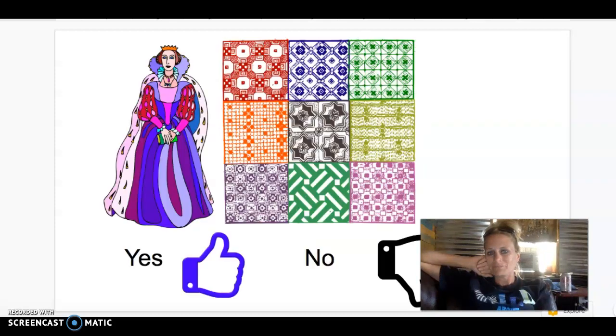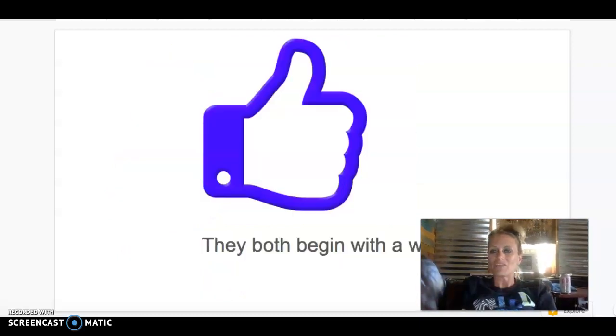All right, one more. Queen, quilt. Do they have the same beginning sound? Queen, quilt. Yes, queen and quilt both begin with a Q.